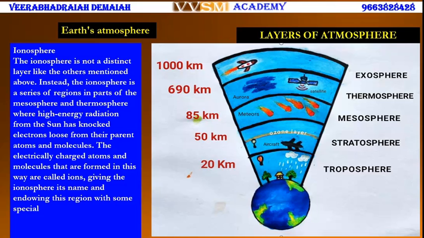Ionosphere. The ionosphere is not a distinct layer like the others mentioned above. Instead, the ionosphere is a series of regions in parts of the mesosphere and thermosphere, intermediate between the meso and the thermosphere. High energy radiation from the sun has knocked electrons loose from the parent atoms and molecules. The electrically charged atoms and molecules that are formed in this way are called ions. That's why it's called the ionosphere, giving the ionosphere its name and endowing this region with some special properties.